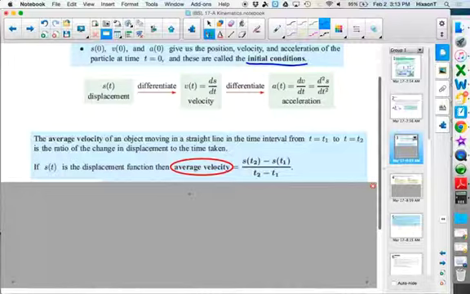Now, that's significant here because if I start and end in the same place, what's my average velocity? 0. It's 0. If I start and end in the same place, then S of T2 minus S of T1 is 0. So it doesn't matter how quickly I got there or how far I went in between. If I start and end at the same place, my average velocity is actually 0. Now, if we wanted average speed, that would be different, and we would have to do some other calculations.